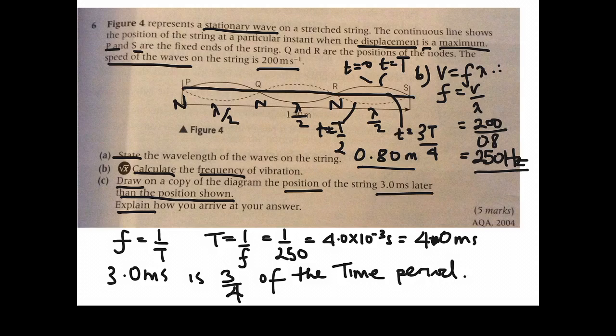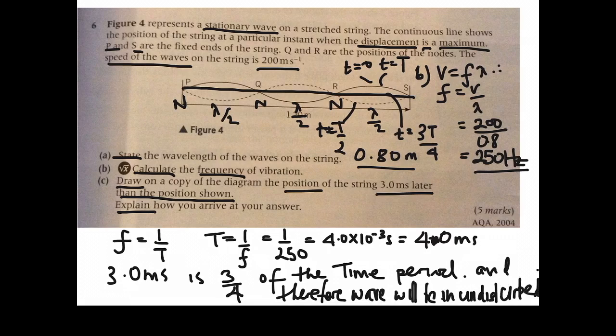And therefore, the wave will be in undisturbed position. Okay? So we calculated the time period and then used that to say that 3 milliseconds is 3/4 of the full time period.